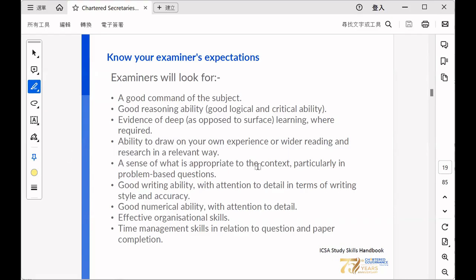Apply to the context, so you have to discuss in relationship to the problem, not something very general. Good writing ability: of course, you won't be penalized for poor grammar, but you will be in a disadvantaged position if your handwriting is poor, is illegible.